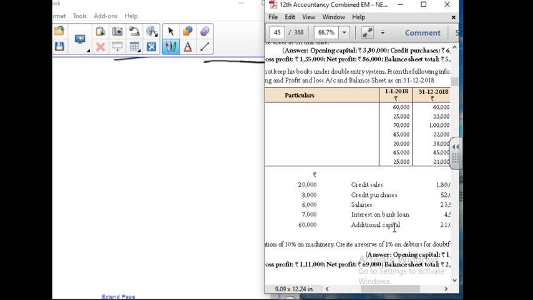What is meant by additional capital? You have read this in finding out the statement of affairs. What does additional capital mean? When you are investing capital in the business, if the capital is not enough to run the business, then the proprietor or the owner or the director will invest an additional capital.